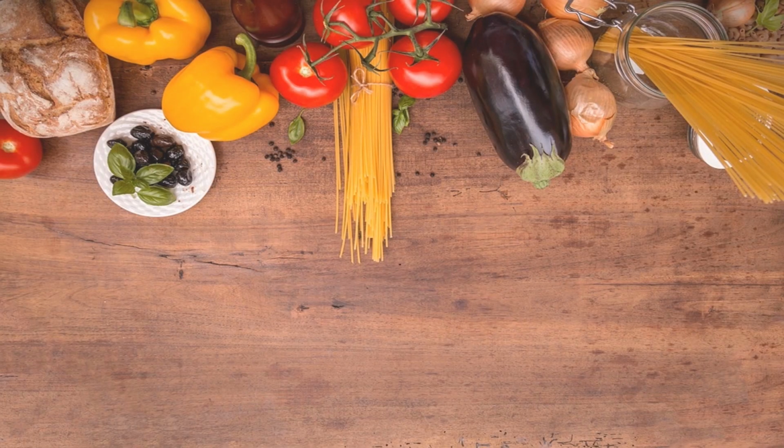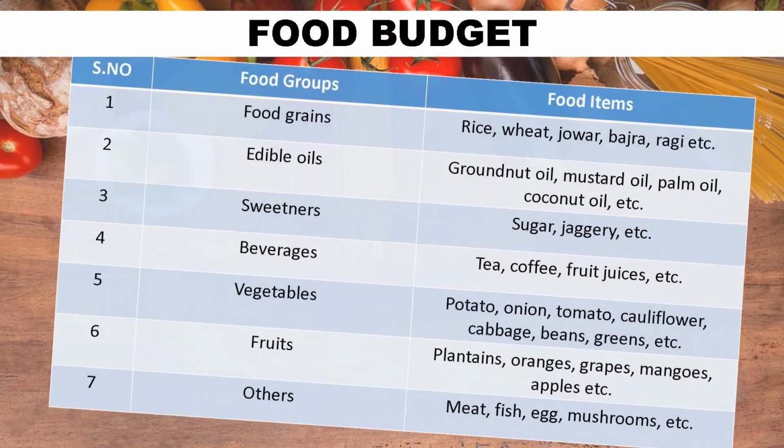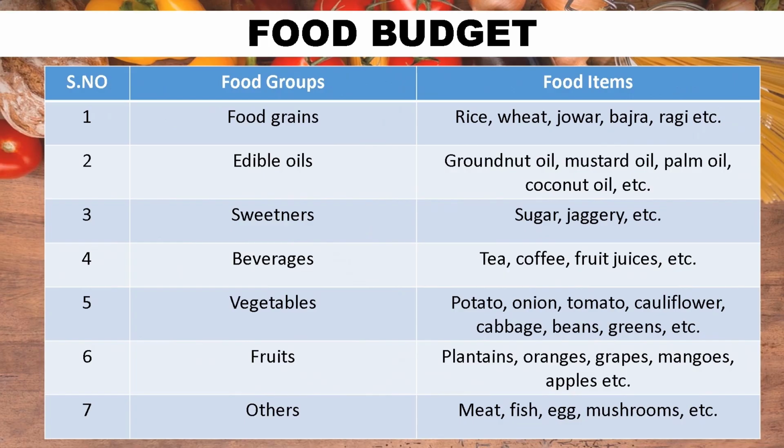Now coming to the next slide, let's talk about food budget. We have already learned that we use different commodities to meet our food requirements. Within each group of food items, there are a number of commodities available. As you can see in the table here, amongst the food grains, we have rice, wheat, jowar, bajra, ragi. Amongst the vegetable oils, we have a variety of oils like groundnut oil, mustard oil, palm oil, coconut oil, etc. Among the sweeteners, we have sugar and jaggery. If we talk about beverages, we have tea, coffee, fruit juices.